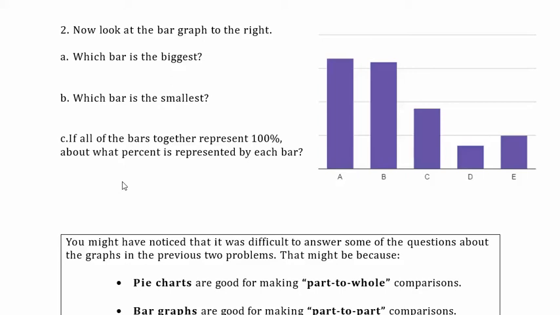All right, which bar is the biggest? Well, it looks like A is definitely the biggest bar. Which bar is the smallest? That looks like D. If all the bars together represent 100%, about what percent is represented by each bar? Wow. Well, this is a little tough, right? You may be guessing and checking and trying to figure stuff out. But because we don't have a good sense of what the whole amount is, it's hard to get the percents.